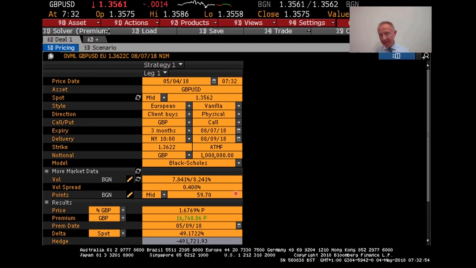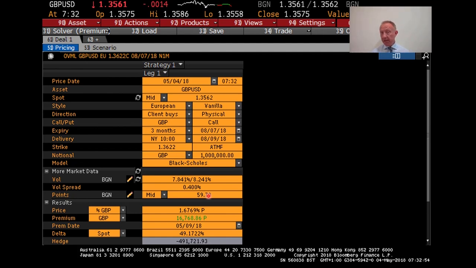Now, 1 point in the currency markets is 1/10,000th. So if you look at that 1 million notional, 1/100th of a million is $10,000, and 1/100th of that is $100. So every point, the fourth decimal place, like the 2 there, is worth $100. So this is going to cost me 59.7 points, in other words, $5,970.